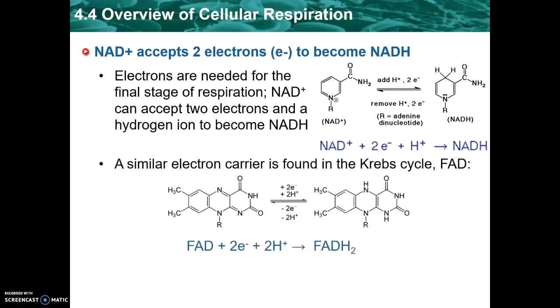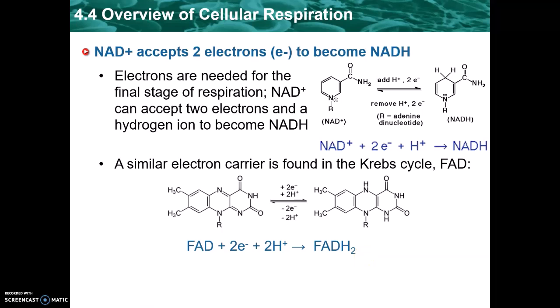Now, there's a second electron carrier that we're going to talk about in cellular respiration. This one is called FAD. It can also pick up 2 electrons, but because FAD doesn't start with a charge, when it picks up 2 negatively charged electrons, it has to pick up 2 positively charged hydrogen ions to balance out its charge. So it turns into FADH2.